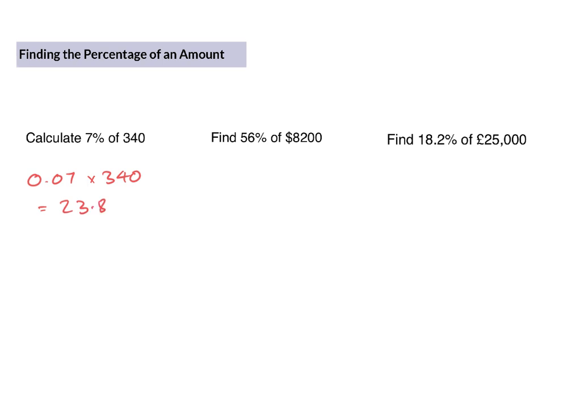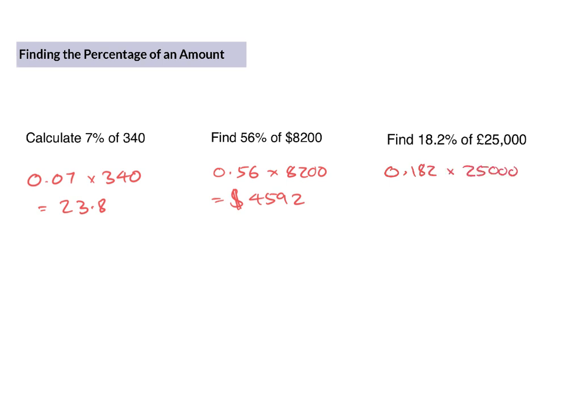The next one is 56%. 56% as a decimal is 0.56. Multiply it by the 8,200, and I get the answer of $4,592. And let's put the $ in just to make the answer correct. Finally, we've got 18.2%, and sometimes when the percentage goes into a decimal, it can get confusing. But you just take that number, divide it by 100, which gives me 0.182, multiply it by the amount, 25,000.